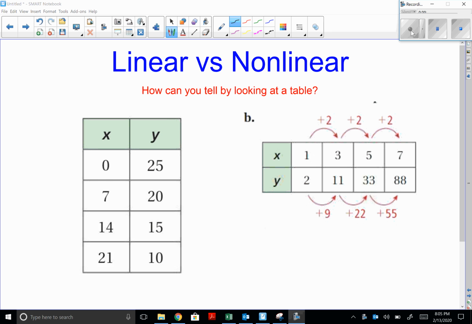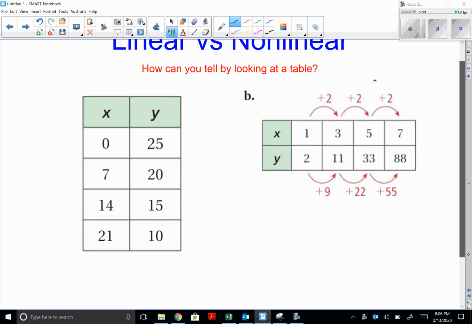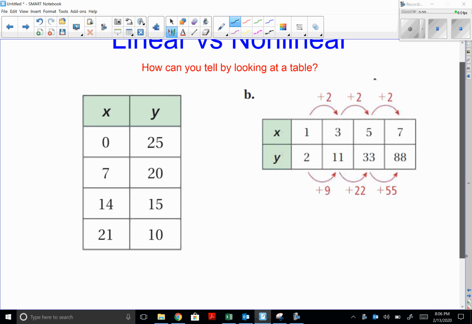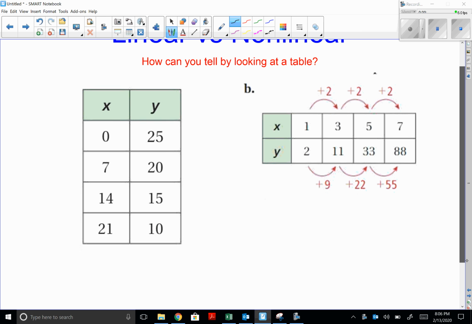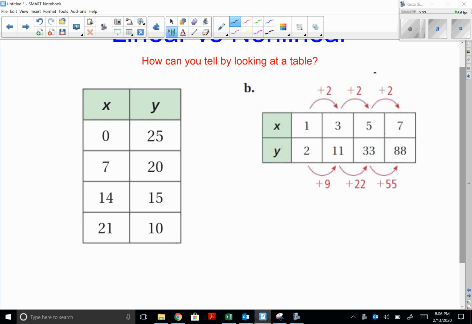Everyone, I want to take a moment to teach you how you can tell if something is linear versus nonlinear by looking at a table. First of all, in our unit when we learned about linear functions, linear equations, linear graphs, and everything, hopefully you remember that all linear equations have a constant rate of change.